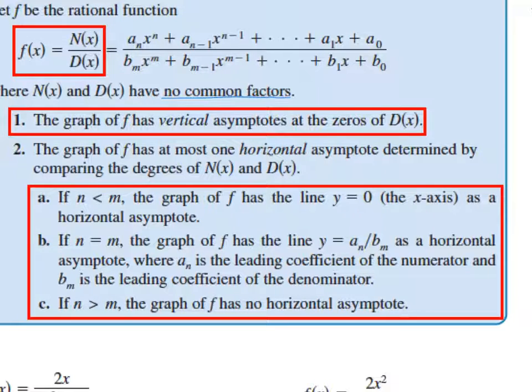And then finally C, if n is greater than m, in other words, if the degree in the top is greater than the degree in the bottom, you will have no horizontal asymptotes.